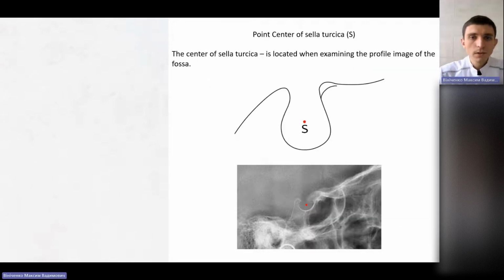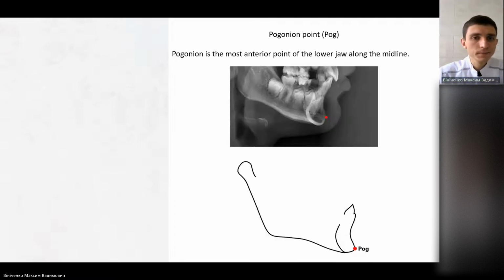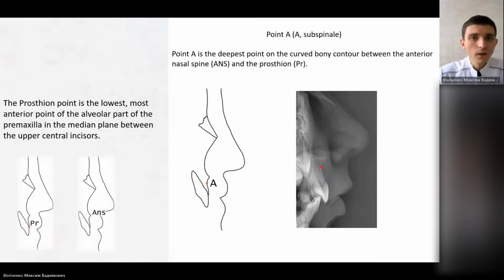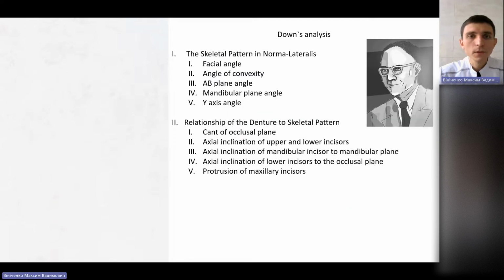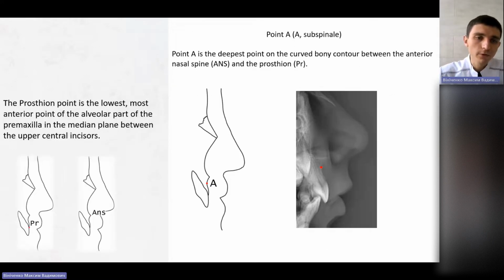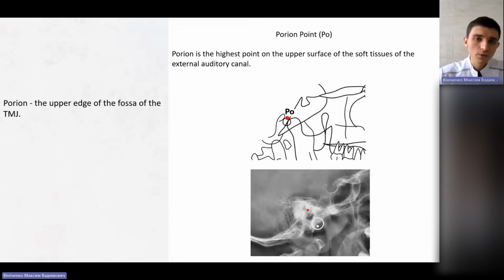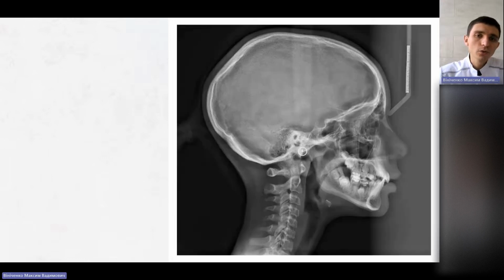Now we talk about the method. For example, Dose analysis. So here is Dr. Dose, and here is his examination. Before we talk about his examination to determine the skeletal pathology of our patient, we need to know these dots. So there are dots which we will make on this cephalogram.